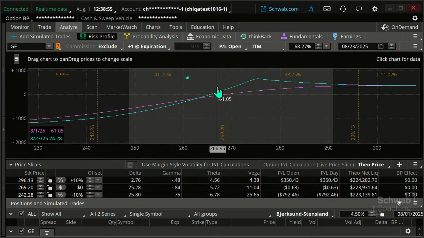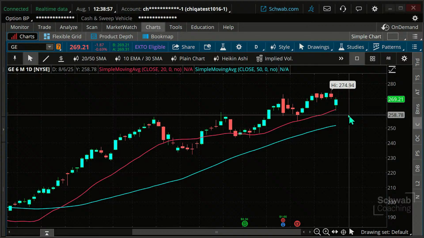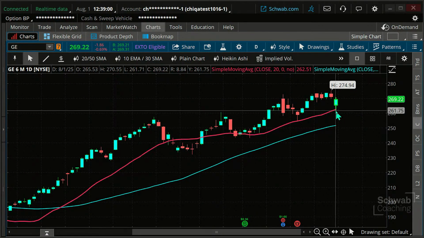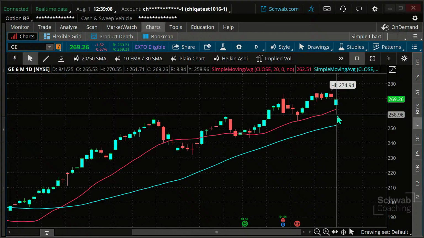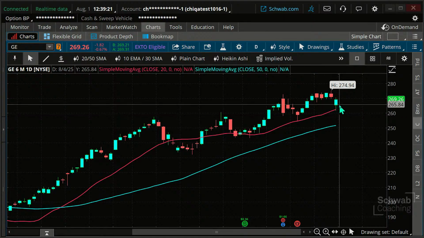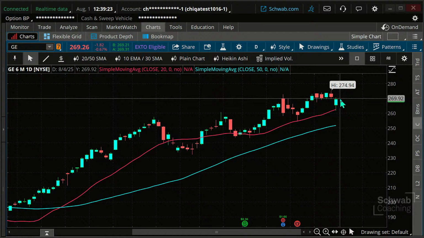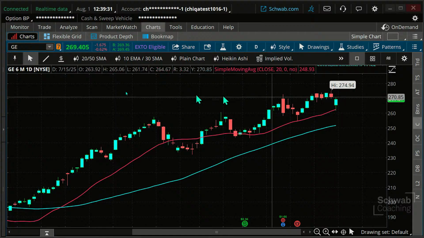So again, what we may do is say, look, I'm going to get out if we break below our low here, 261. We'll give it a little wiggle room, about 1% below that, so about 258. And we're going to exit. And we're only getting in if we go above the 270 level, and we're going to hopefully let time decay do its thing on this.